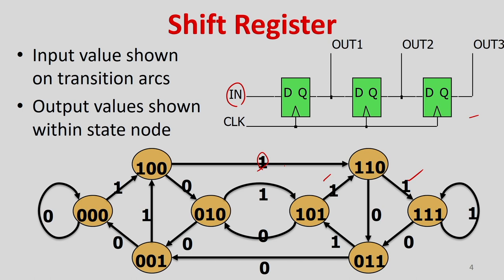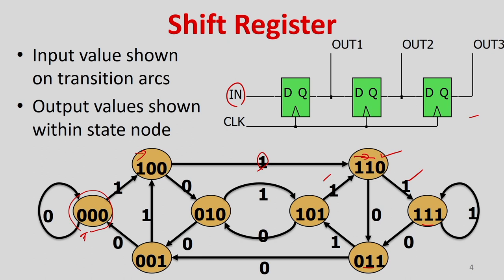Given the input, what should the transitions be? The output is shown inside the state itself. Initially the state is 0 0 0, and every clock cycle, if you get a 0, it will stay in the same state. If you get a 1, because we are giving input from the left side, it will do a right shift and the 1 will be inserted, so 1 0 0. Similarly, if it is 1 0 0 and you get a 1, you will get 1 1 0.